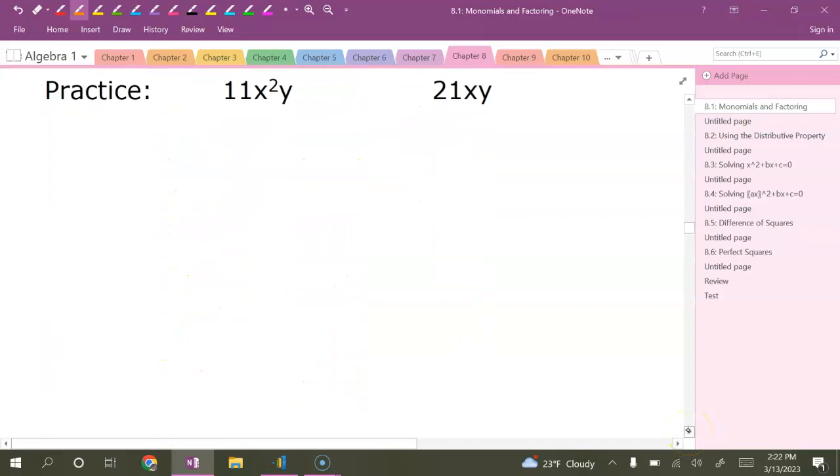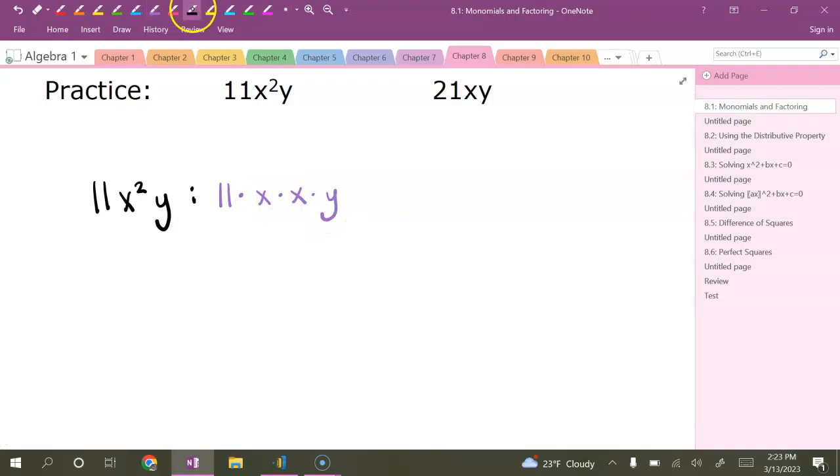Now for the second practice problem, you might have noticed that the first one has 11, which is already prime. So you can't really factor that. So I would have just written this out as 11 times x times x times y. And for the second term, the 21xy, I would have factored that one.